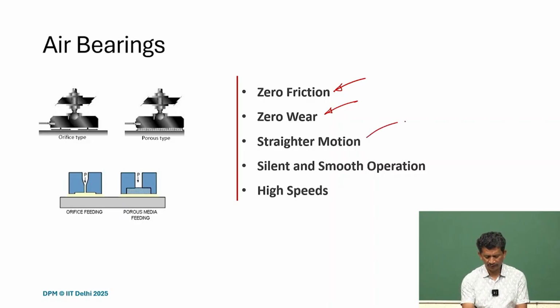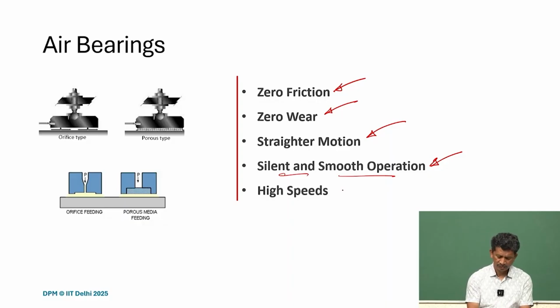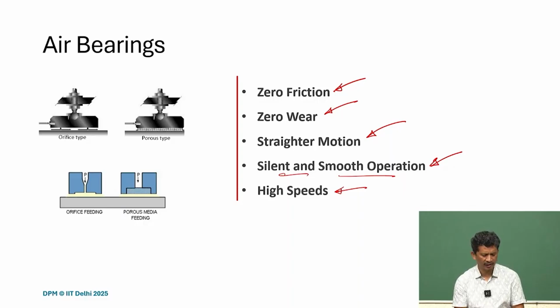Of course, there is an averaging effect, so we can have a straighter motion. Very silent and smooth operation. There is no rubbing and there is no hard contact. So, there will be no noise, and of course, we can also achieve very high speeds with this kind of systems.